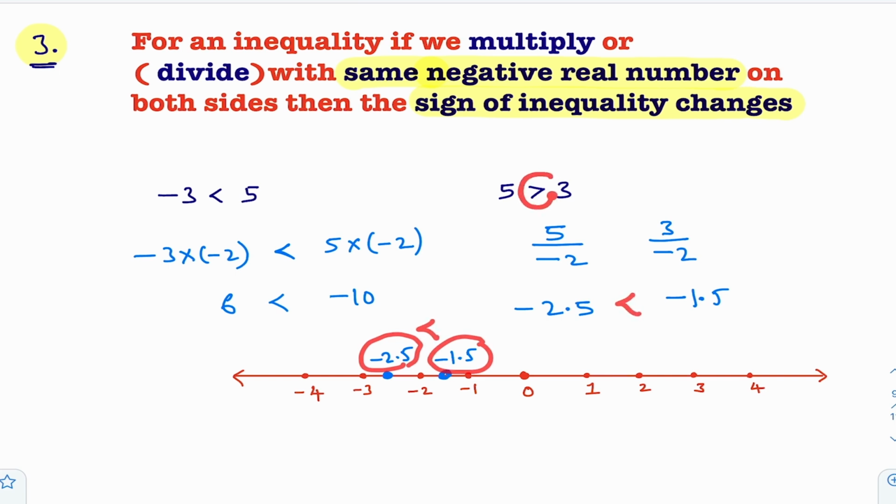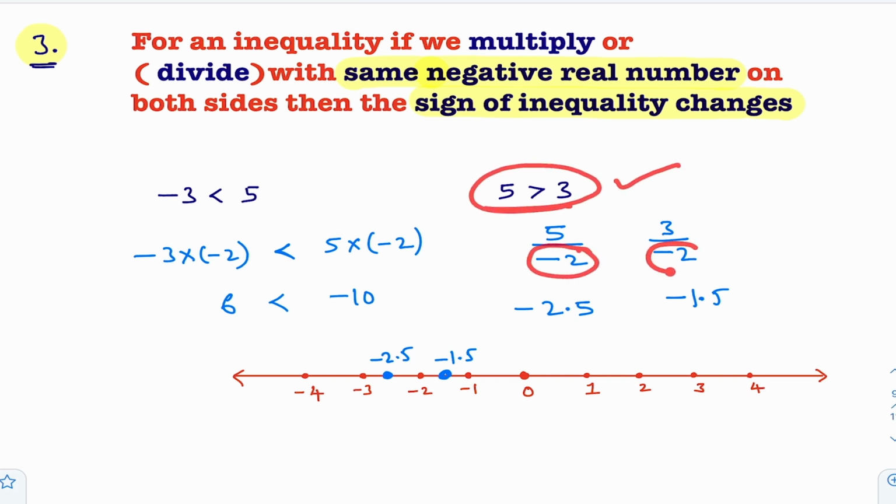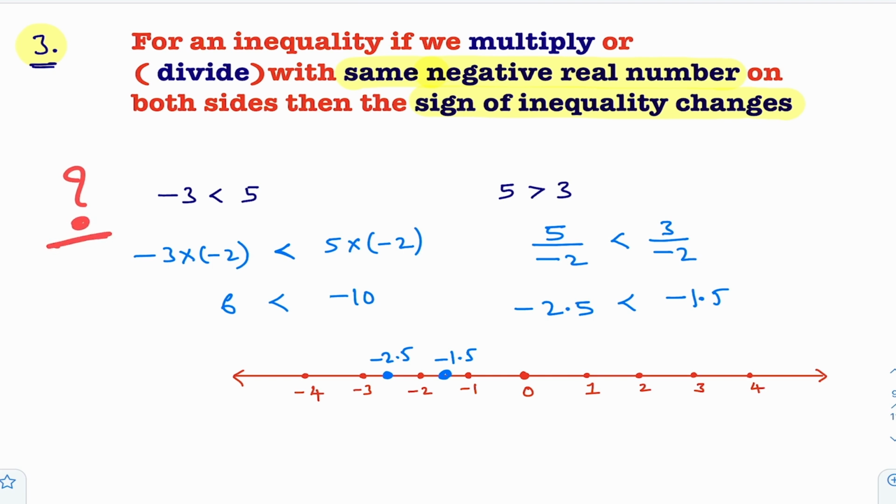But the actual inequality sign is greater than. As we divided with the same negative real number on both sides, the sign of inequality changes. This greater than changes to less than. So what to write? As 5 greater than 3 is a true inequality, and I am dividing with the same negative real number on both sides, the sign of inequality changes. This greater than changes to less than. I hope you are understanding, right? So this third rule is very, very important. You just do a little bit of practice. I'll give some examples also. You practice those inequalities, then you will get clarity about these rules.